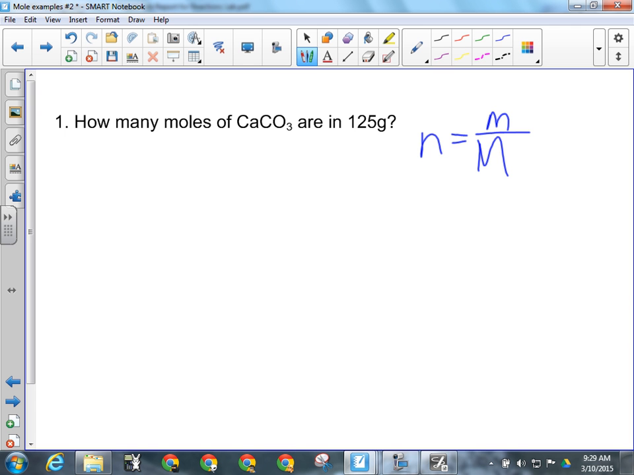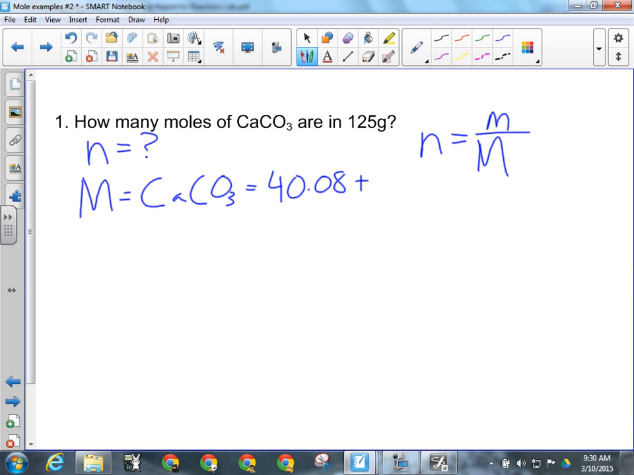Okay. So question number 1. How many moles of calcium carbonate are in 125 grams? Okay. First step is always to write down our givens. Okay? It asked how many moles. That's n. That's the question mark. We don't know what that is. Okay? Then it tells us the material, calcium carbonate. All right, so I got to figure out the molar mass of that stuff. Calcium is 40.08, and there's how many calciums here? 1.